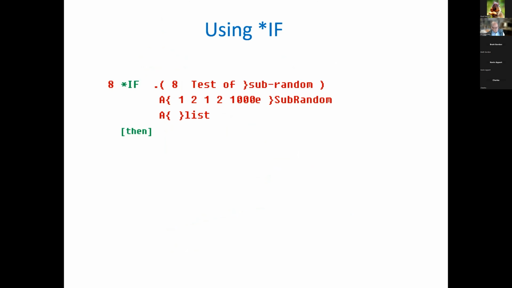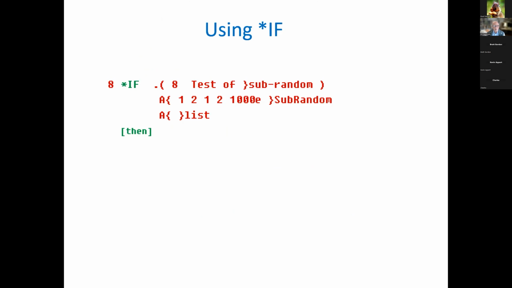So here's an example of testing that might be at phase 8. At our 8th test section in our code, we hit star F. If our test limit is set to 7 or less, it will do the dot paren, which will give us a little report. The little report will say, this is the 8th test, and it's the test of a routine called subrandom. So that tells us where we are in the sequence.